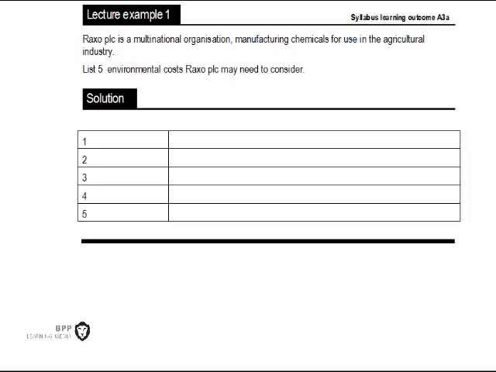Lecture example 1. Lecture example 1 is a little bit of practice at coming up with some environmental costs. It uses a business in the agricultural industry to give you some ideas, and they use manufacturing chemicals. The industry here isn't that important, but see if you can list some environmental costs that Raxo may need to consider. So pause the presentation, and when you're ready, press play.